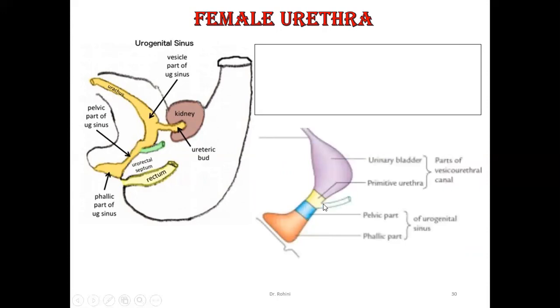This diagram is a line diagram which you can practice. This is the apex, this is the bladder. Different colors are shown here. The urinary bladder develops from this cranial part of the vesico-urethral canal. The caudal part of the vesico-urethral canal, shown in yellow, is called the primitive urethra, giving rise to part of the urethra. This blue and orange part is the definitive urogenital sinus. The blue part is called the pelvic part, and the brown part is called the phallic part.